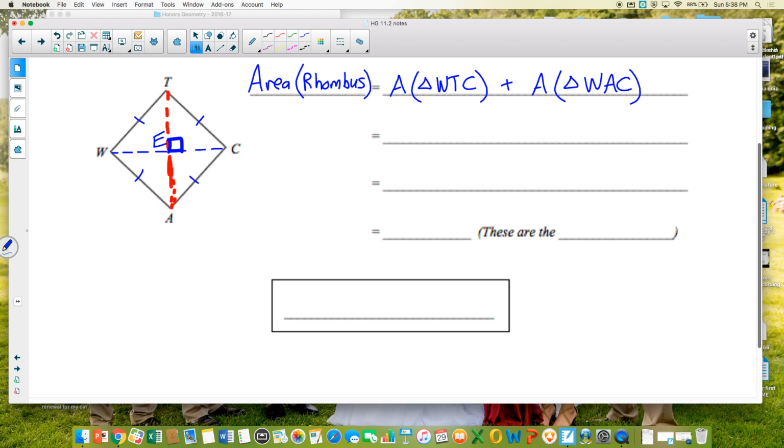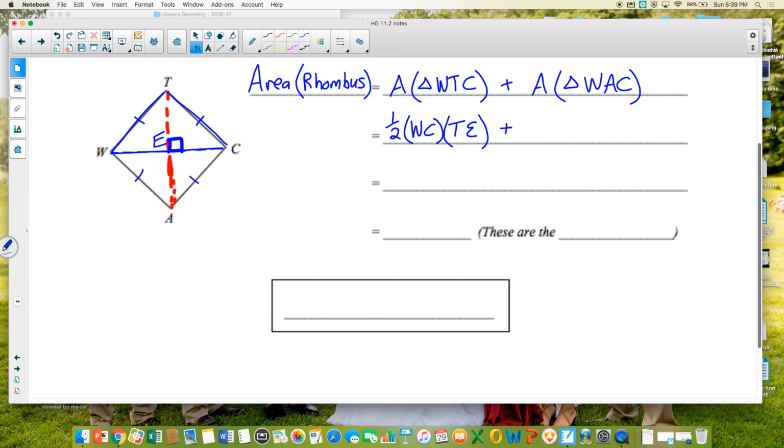So the area of triangle WTC, if you remember area of a triangle from last section, is 1/2 base times height. So the area of triangle WTC is 1/2, and the base of this blue triangle is WC. So it's 1/2 of WC times the height, and the height is the distance from T to E. So it's 1/2 of WC times TE.